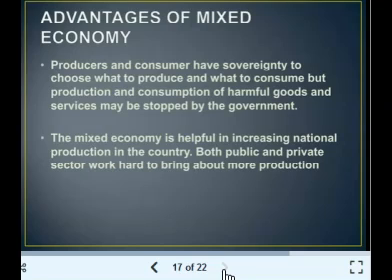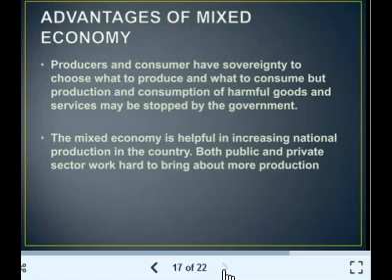Some of the advantages of a mixed economy, as you can see, both the producers and consumers have control of the system. They get to choose what they want to produce and what they want to consume. However, the production and consumption of harmful goods and services can be controlled by the central government. If there's anything being developed that is not for the betterment of society or that has a health risk factor, the government can block it. So they have government oversight even over the private sectors.